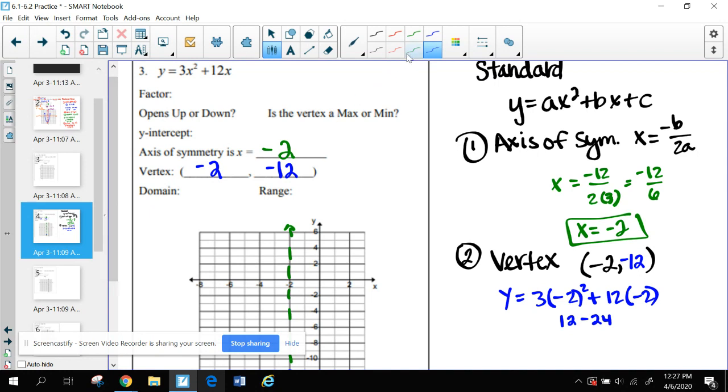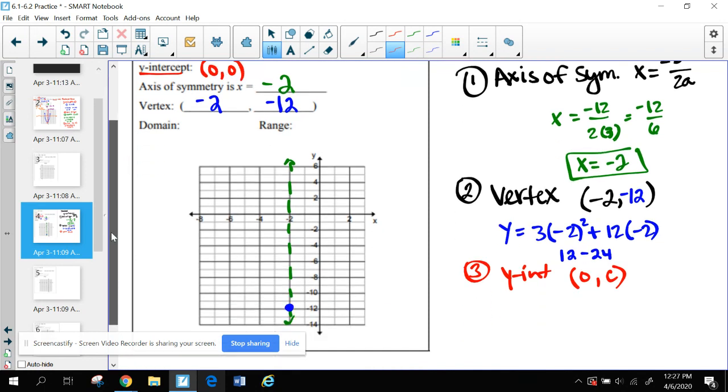From there, I can find the y-intercept. The y-intercept is actually going to be pretty easy for us. It's always 0, c. In this case, we don't have a c value. So in this example, this is just going to be 0, 0 that I have my y-intercept.